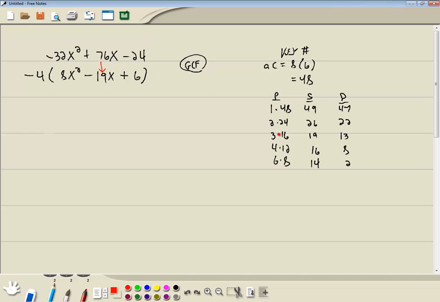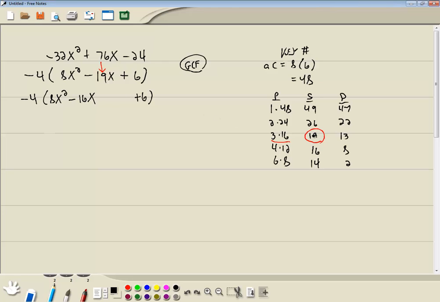The number we're looking for is the number in our middle term, which is 19, which is right here, which means we use 3 and 16. Now the negative 4 doesn't change anything, it just keeps carrying down out in front. And we're going to rewrite our middle term using those two numbers, 3 and 16. The larger number, which is 16, will always be the same sign as the middle term, which is negative. So we've got negative 16x.